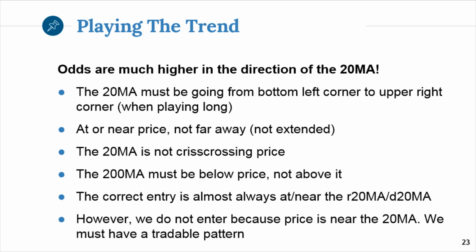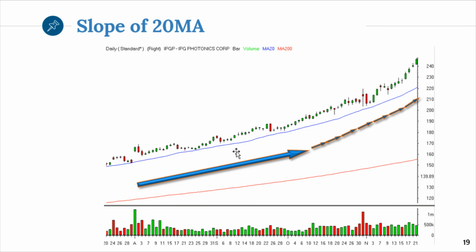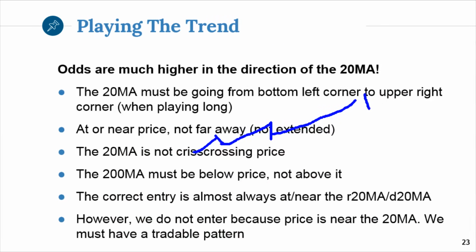Now, when playing the trend, just understand that the odds are much higher in the direction of the 20 MA. So if you have an uptrend, the odds are in your favor if you play in the direction of the moving average. If you play against it, you can still make money sometimes. Here, if you shorted, you made money. But look at this. Look at the move before you get this little drop. Look at this move.